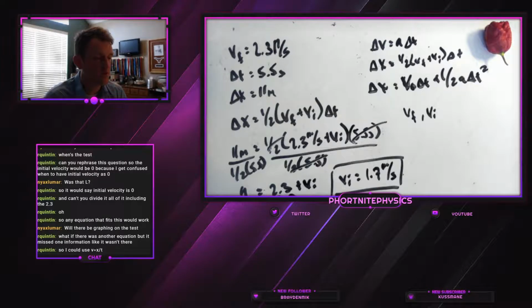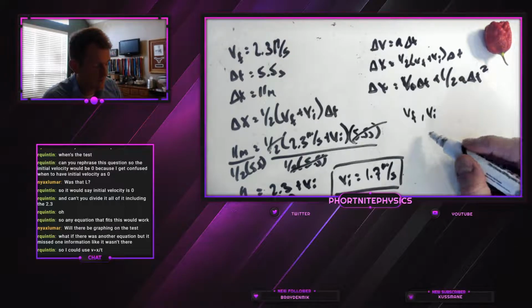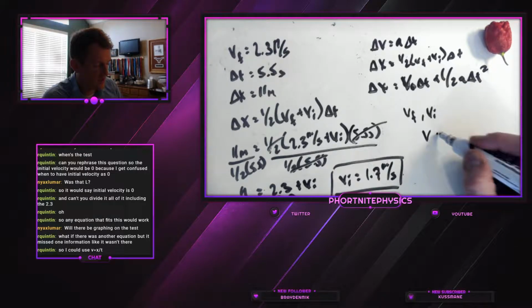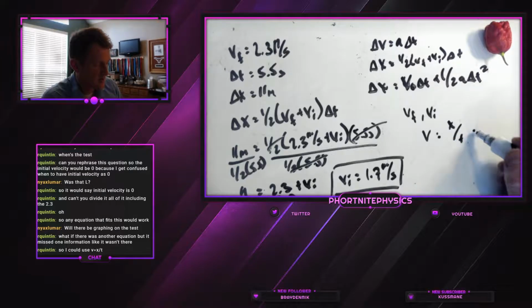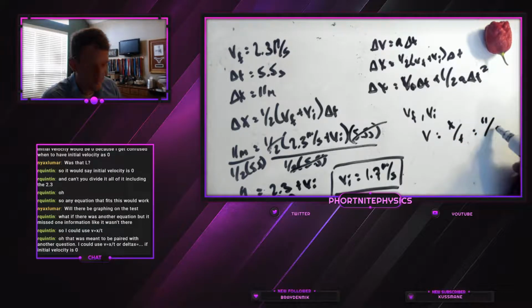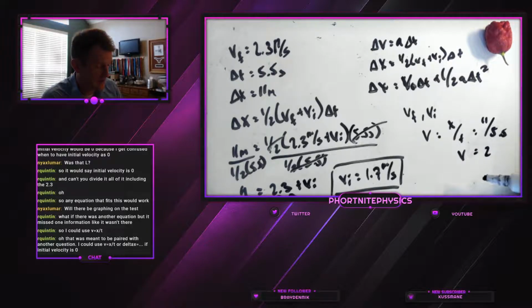But yes, you can use any equation that has enough space for everything and uses it all up, right? Because if you did do V equals X over T, you have your 11 meters divided by 5.5 seconds, and that would just give you 2. What does it mean? Does it mean that the initial is 2? I mean, it means the average would be 2.